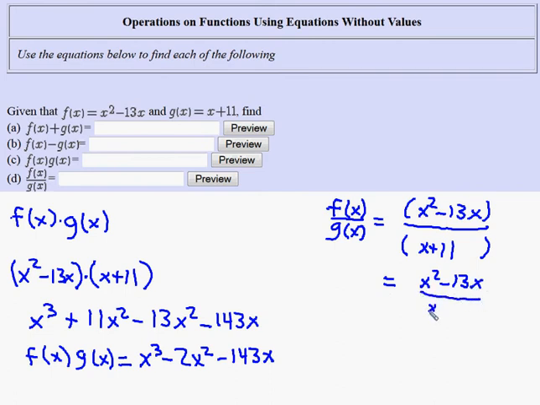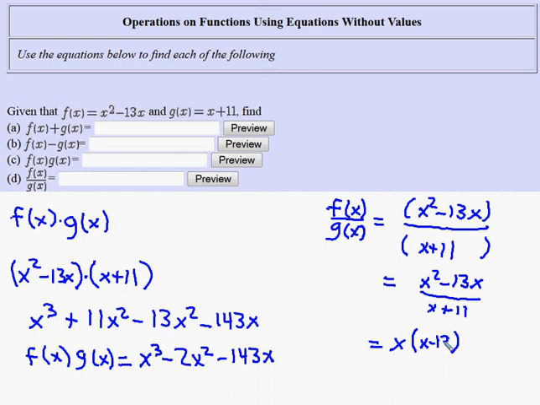This is my answer, but most faculty will want you to simplify your answer by factoring the numerator. Because my numerator has a greatest common factor of x, you could factor it out. If I factor an x out, I have to ask myself, what do I multiply x by to get x squared? Well, that would be x. So far I have x times x is x squared. I need to put something here so that when I multiply by x, I get negative 13x. Well, that would be minus 13.